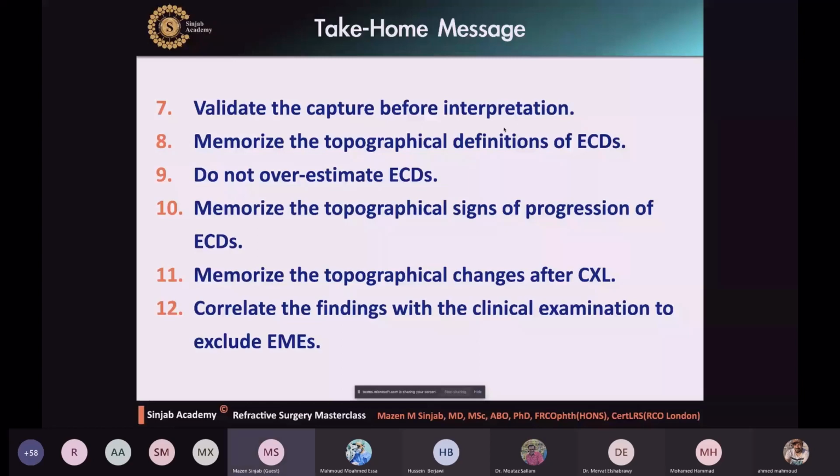Unfortunately. Memorize the tomographical signs of progression of ectatic corneal diseases. Memorize the topographical changes after cross-linking. Correlate the findings with the clinical examination to exclude entities misdiagnosed as ectasia.